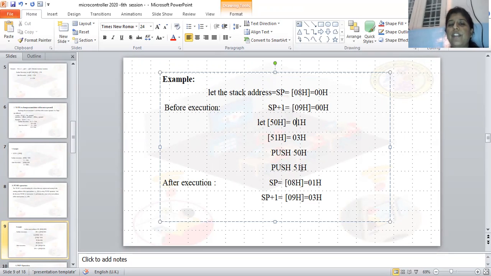Whatever data is in 50H goes to the stack pointer address, that is 08H. That is, 01H is copied into 08H. Then push 51H. Whatever data is in 51H, that is 03H, is copied into the 09H memory location, so 09H is equal to 03H. Before the data goes into 09H, the stack pointer must be incremented by 1.